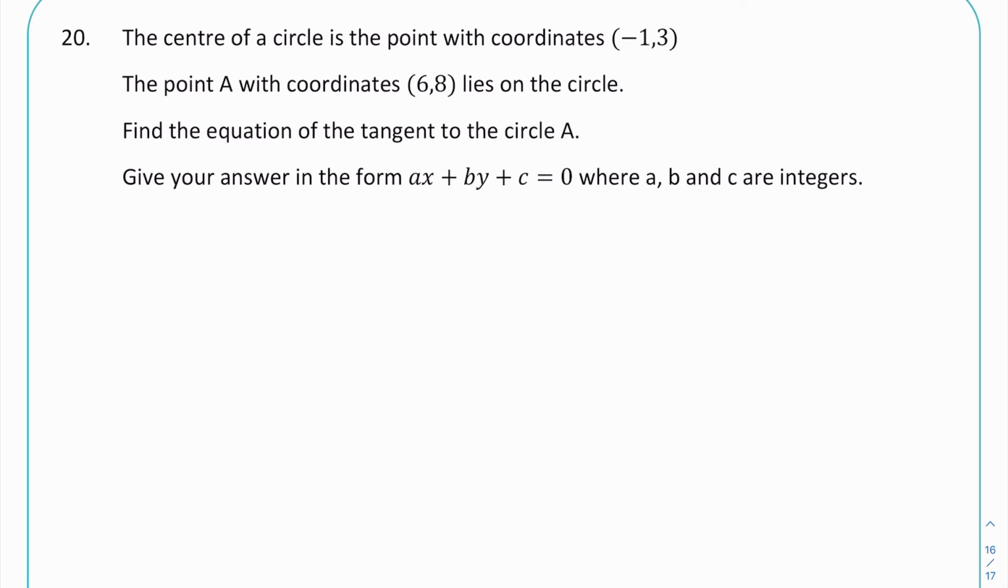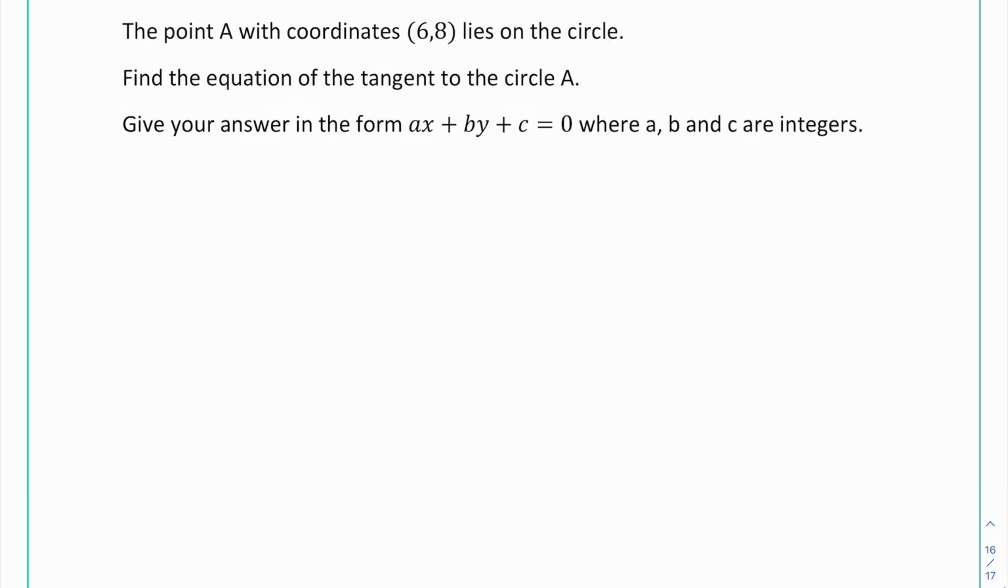Okay, on to question 20. It says the centre of a circle is the point with coordinates negative 1, 3. The point A with coordinates 6, 8 lies on the circle. Find the equation of the tangent to the circle at A. Give your answer in the form ax plus by plus c equals 0, where a, b and c are integers.